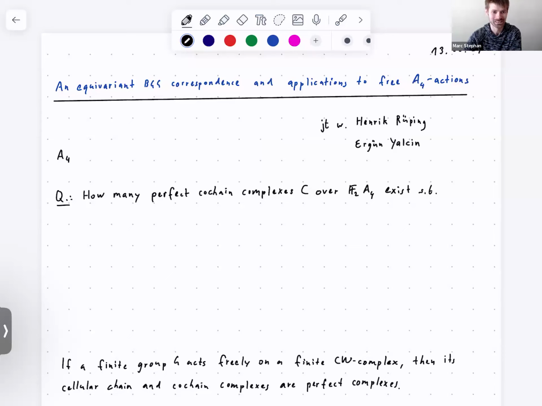Thank you for having me in this seminar series about group theory and triangulated categories. We'll be interested in finite groups and in particular their actions on finite CW complexes, or in particular spheres and products of spheres. But also triangulated categories will appear because we will need a certain equivalence of triangulated categories, and this will be this equivariant BGG correspondence. And the group we are mainly interested in is the group A4, the alternating group on 4 letters.